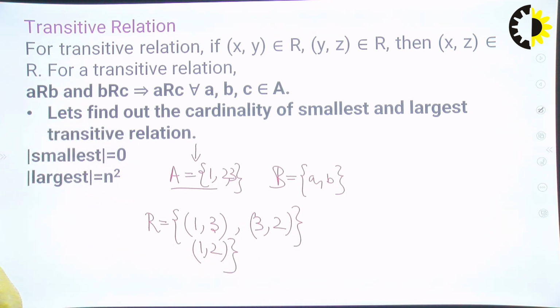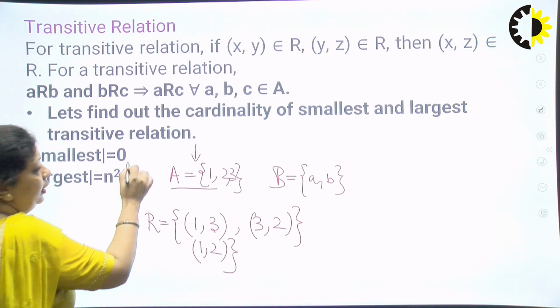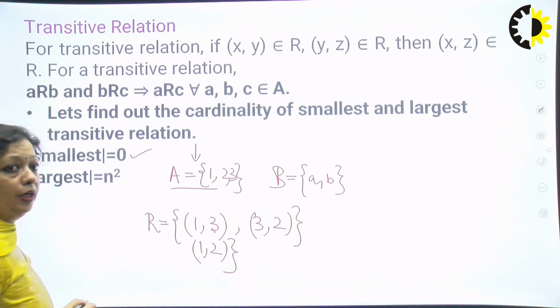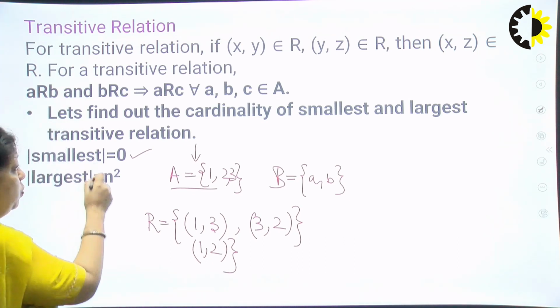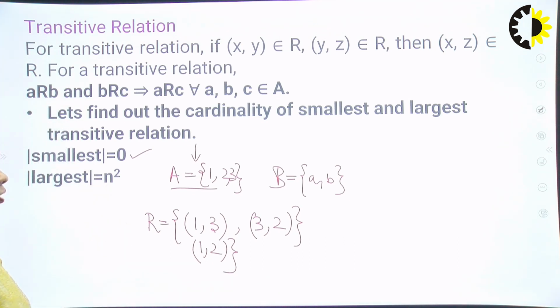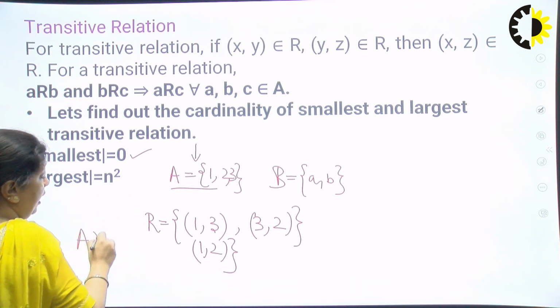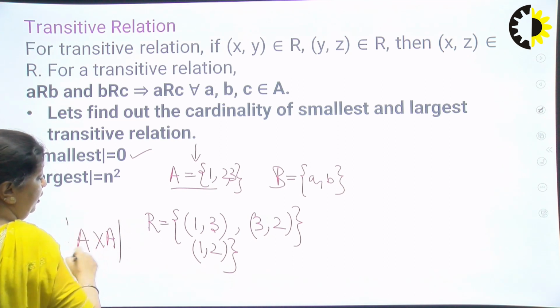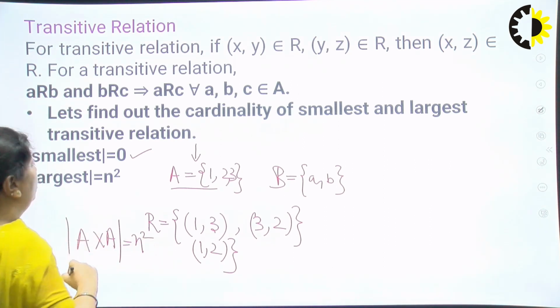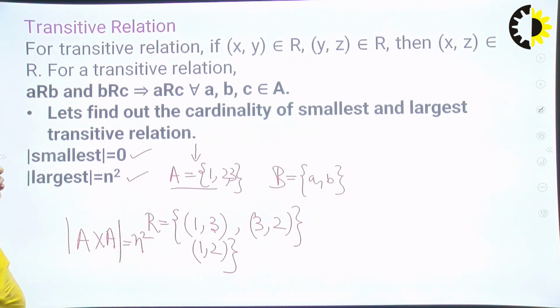So if I talk about the cardinality of the smallest and largest transitive relation, if it doesn't contain anything, by default it is going to be transitive. So the cardinality of the smallest relation which is transitive is going to be 0. And if I take the entire A cross A, whose cardinality is going to be n square, that is going to be my largest transitive relation which will be possible.